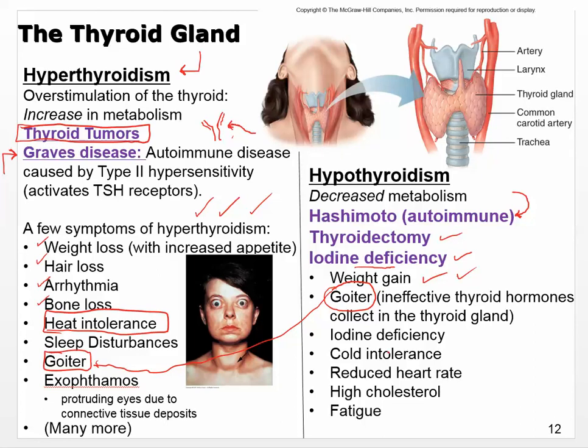Okay, so that's iodine deficiency. Cold intolerance. So now we've got a situation where your cells aren't able to produce much more heat. Okay, so that means that when you go outside on a cold day, your natural way that your body is warming itself isn't functioning right, and so you're going to be less tolerant to cold. Okay, so reduced heart rate, high cholesterol, and fatigue. You're just kind of tired all the time, less energy.